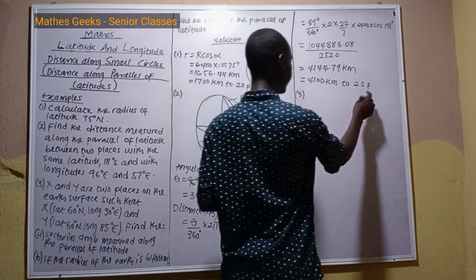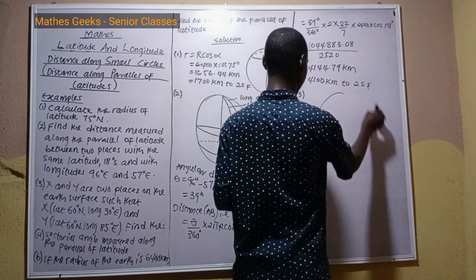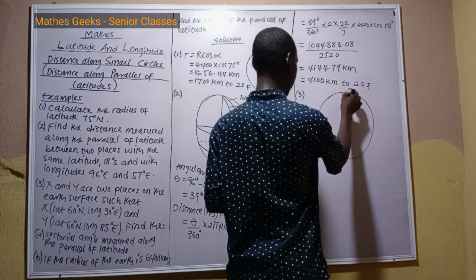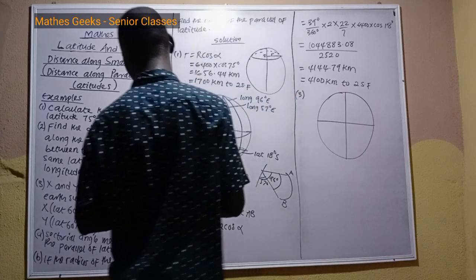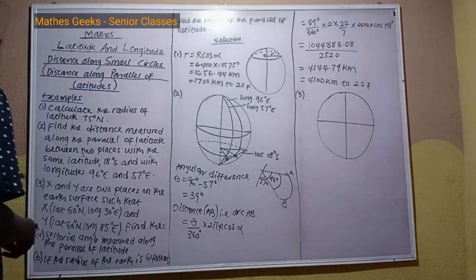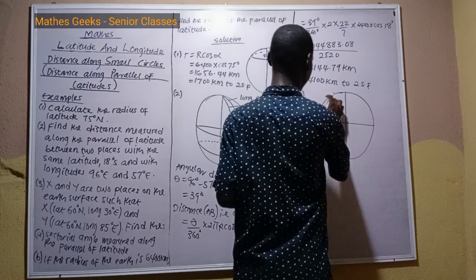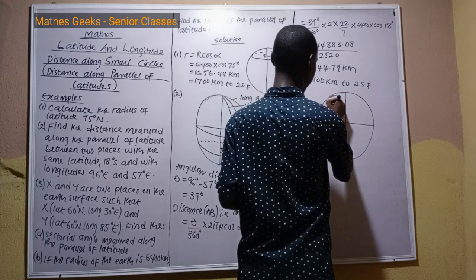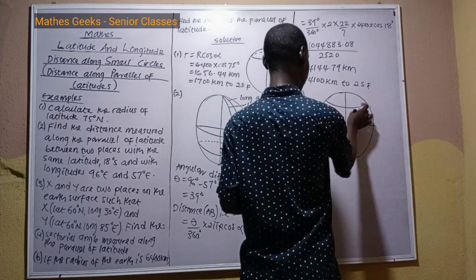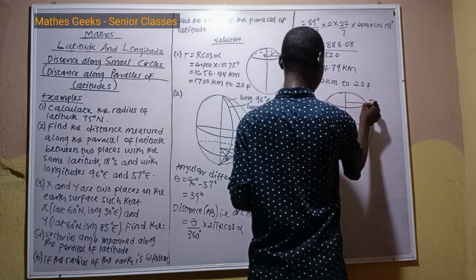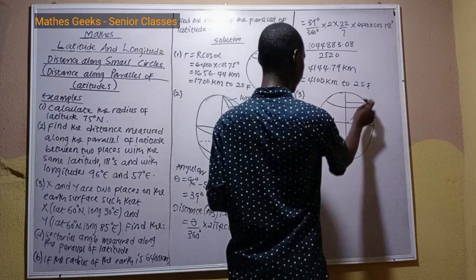Number 3 says, X and Y are two places on the Earth's surface such that X is latitude 60 degrees north. So this is the parallel of latitude 60 degrees north, and the radius is this. So it's also related to the equator.